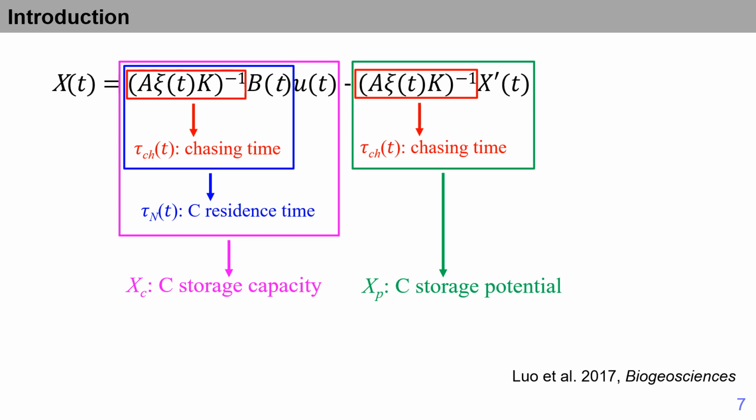So we can derive another equation from above descriptions. That is, transient carbon storage equals carbon storage capacity minus carbon storage potential. This is the overall equation of the transient traceability.